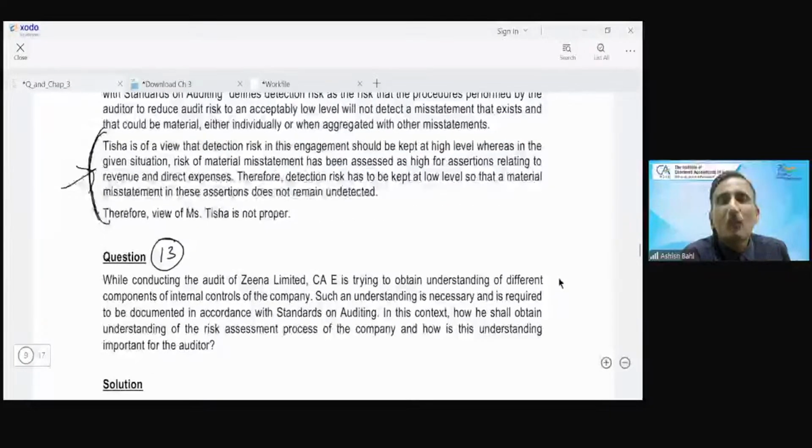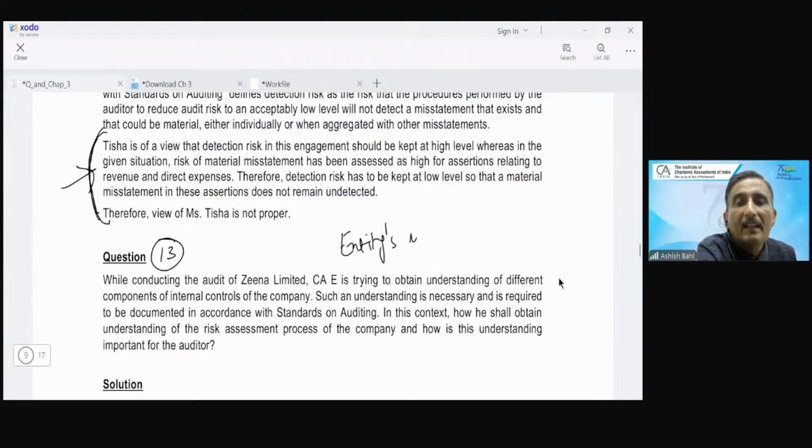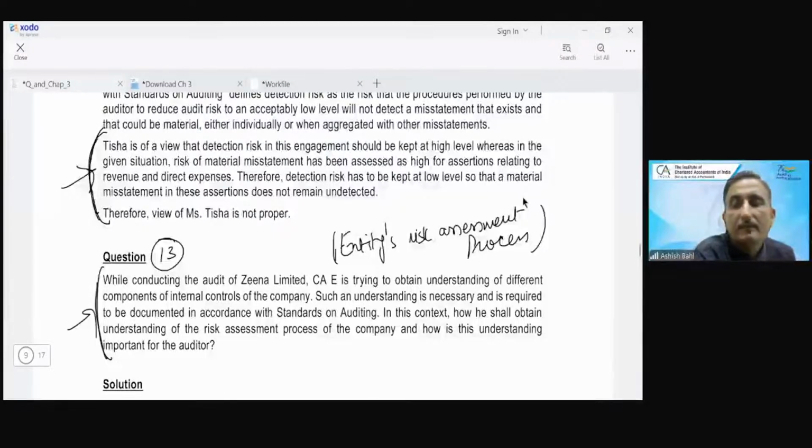And again, this question is on component of internal controls. Question number 13. Now, I had told you at the beginning that there are 5 components of internal control, and second component of internal control is entity's risk assessment process. Now, this question is on entity's risk assessment process.